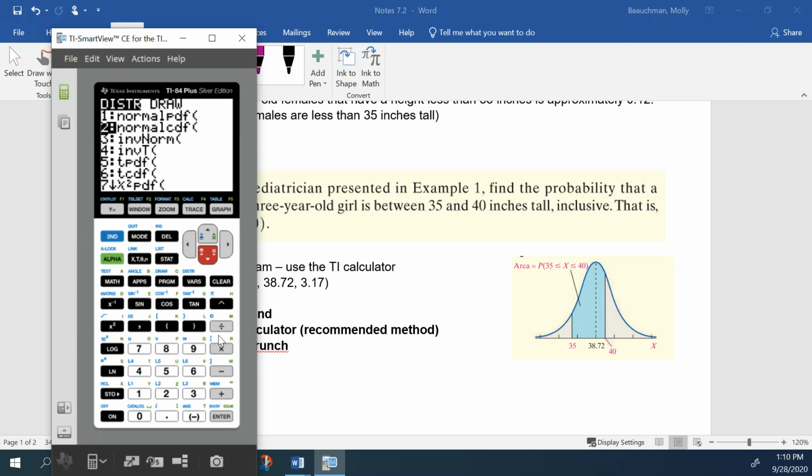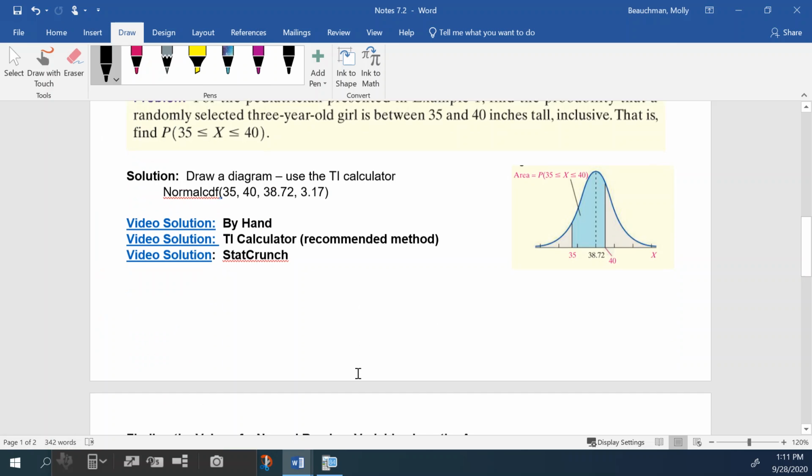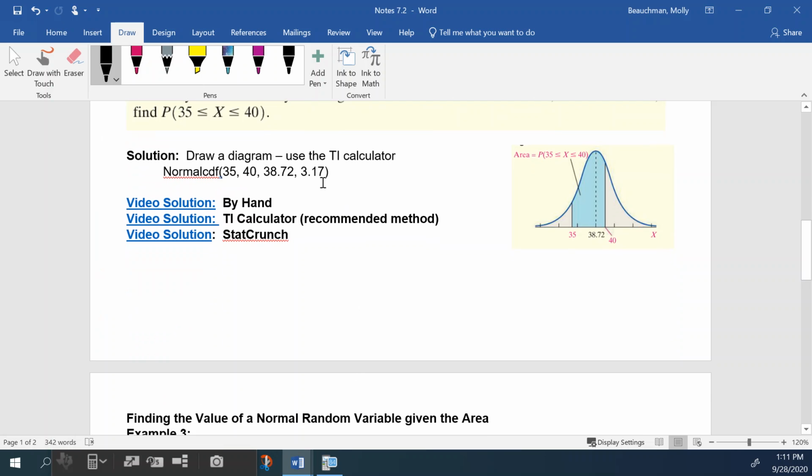distribution, normal CDF, and we're going to type in this time, we want to go from 35 and 40. We want the area between 35 and 40. We have the same mean, same standard deviation, and we end up with 0.5365. Okay? And we've got the normal CDF here on what to type in.